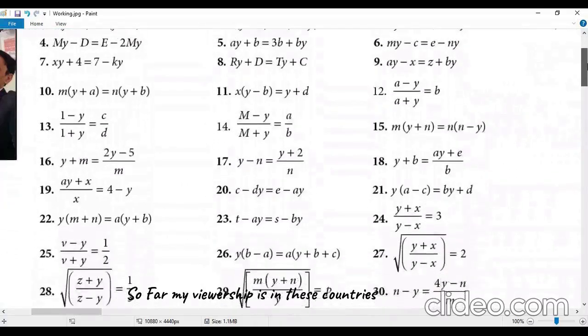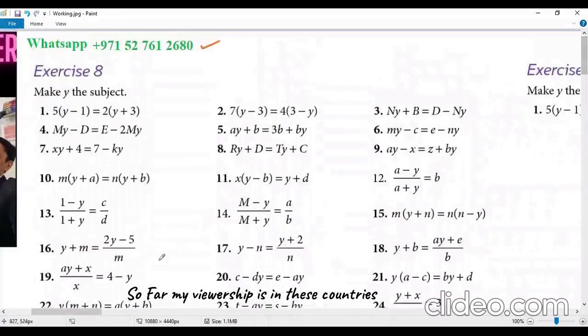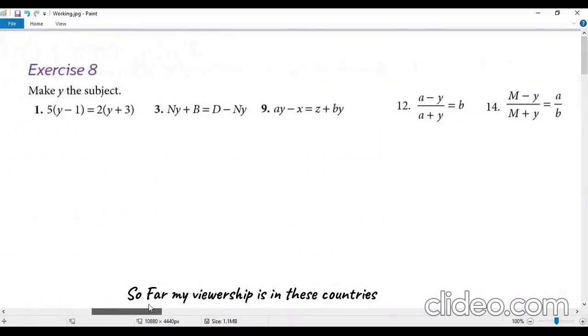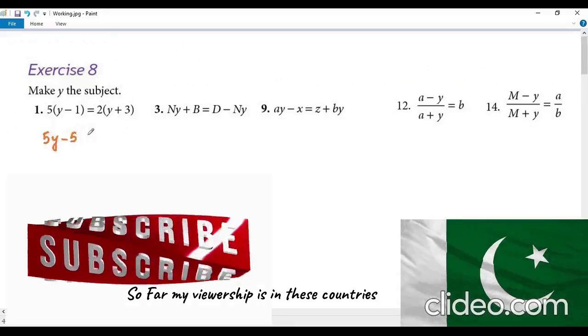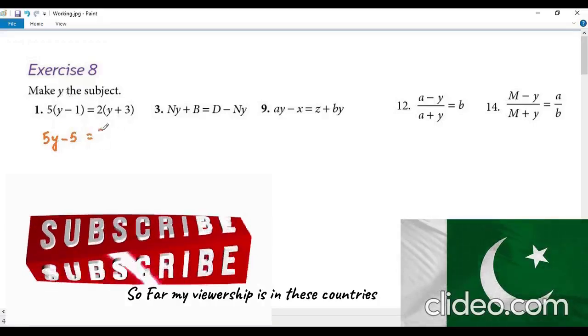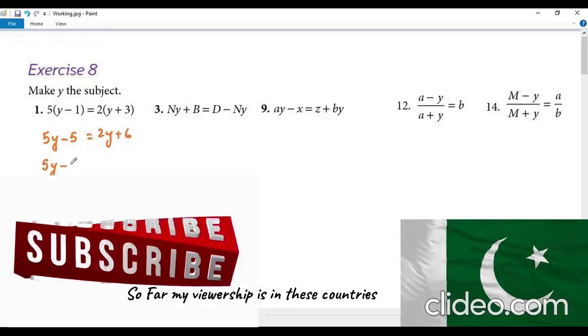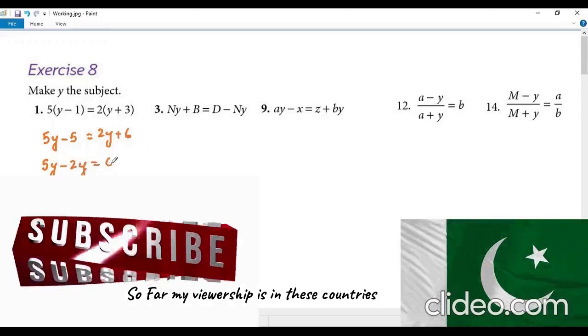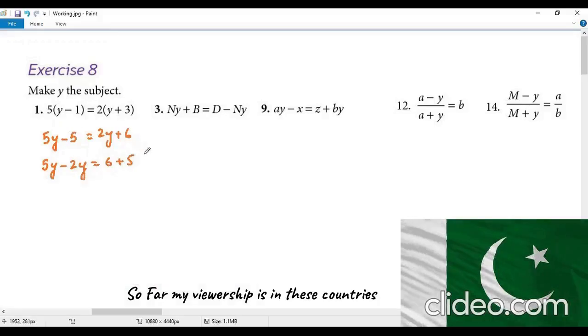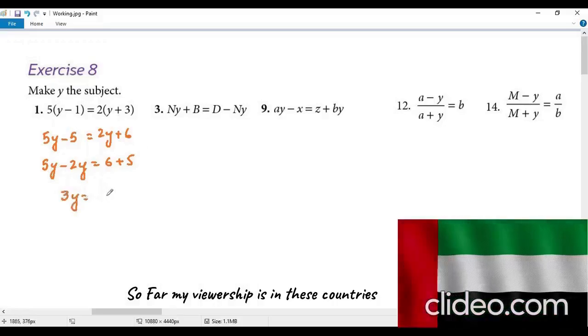So this is the exercise you will see, 30 questions. And from question number 1 I have selected 3 and 9 based on the same variety of questions. So first of all, we need to multiply 5y, and this one will give you 5 because y is going to be the subject. So 2y plus 6, y will be kept together like terms, and 6 plus 5, because minus 5 will go on the other side and becomes a positive 5. So 5 minus 2 is going to give you 3y equals 11, and y equals 11 over 3.